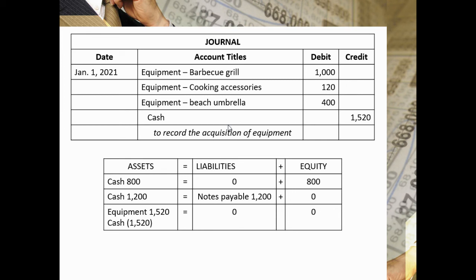Let's check now the accounting equation. So the total added equipment is 1,520 while decreasing the cash amounting to 1,520. So the total assets will still be 2,000, notes payable is 1,200, and equity is 800. So the equation is still balanced.